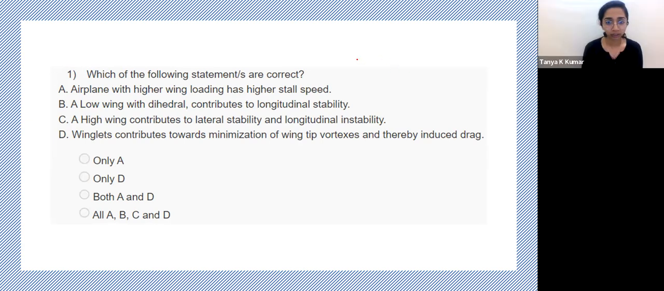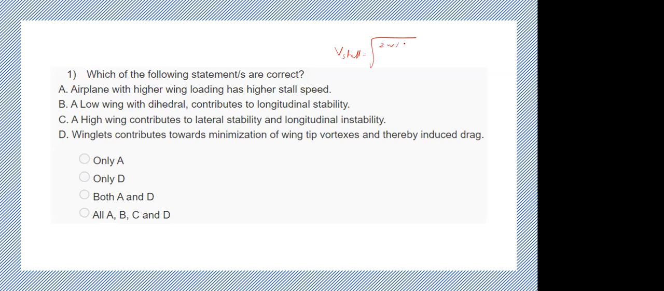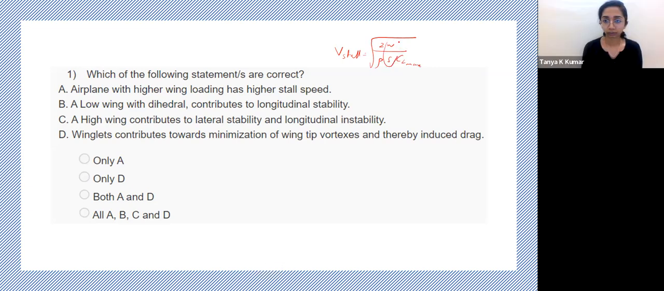Let's just discuss it. So stall speed. What was the equation for stall speed? Under root 2W upon rho S CL max. We can write W by S. So when we increase this wing loading, it has a higher stall speed, directly proportional. And low wing with high dihedral, we just saw that it contributes towards lateral stability. So lateral, not longitudinal stability. A high wing contributes towards lateral stability, yes, and longitudinal instability.